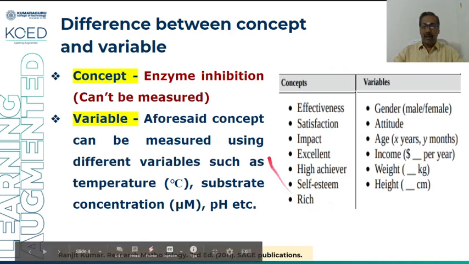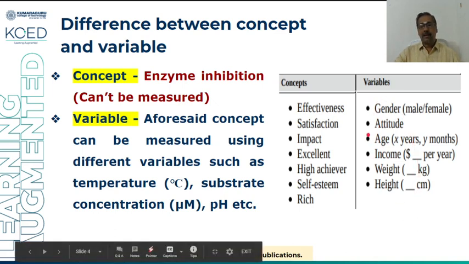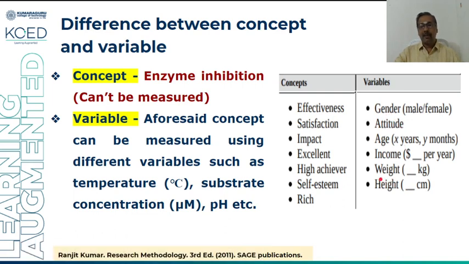Similarly, here you can see I have selected a few examples of concepts: effectiveness, satisfaction, impact, excellent, etc. Similarly, I have given a few examples of variables: age, income, height, weight. You can see all these variables can be measured. These are all measurable points, measurable factors. Weight 50, 60, 70, you can measure. Height 5 feet, 6 feet, 5.5 feet, 4.5 feet, you can measure. Income 2 lakhs per annum, 3 lakhs per annum, you can measure.